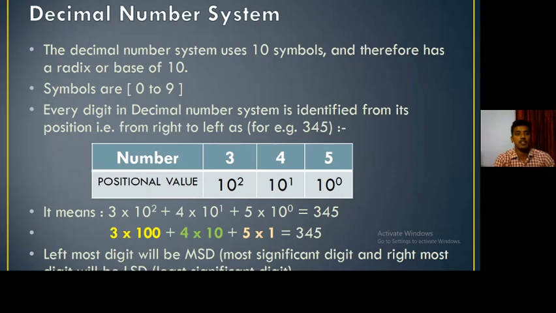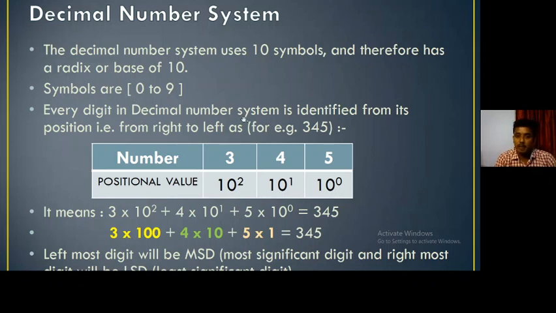How is the decimal number system? The decimal number system uses 10 symbols and therefore has a radix or base of 10. That is what I told you, based on the number of symbols the particular number system supports, the base or radix is given as 10. The symbols are from 0 to 9, that is 0, 1, 2, 3, 4, 5, 6, 7, 8, 9, and the numbers formed from those symbols all belong to the decimal numbers only.